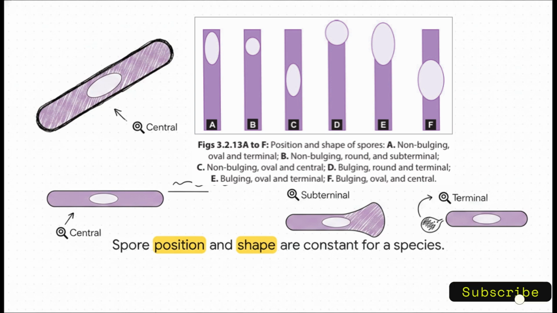Spore positions and shapes are constant for a given bacterial species, which gives you massive clues for identification. Look at the variations. Spores can be central, subterminal, or terminal, right at the very end of the bacillus. And check out the shape differences.